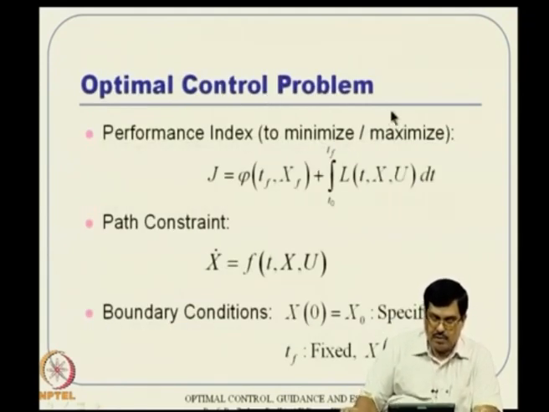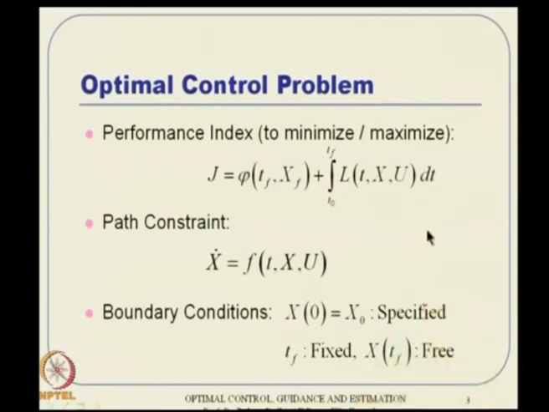So this is the generic optimal control problem that we are interested in: minimizing or maximizing a certain performance index of this form. Along with the performance index, we have the associated path constraints as well as boundary conditions.